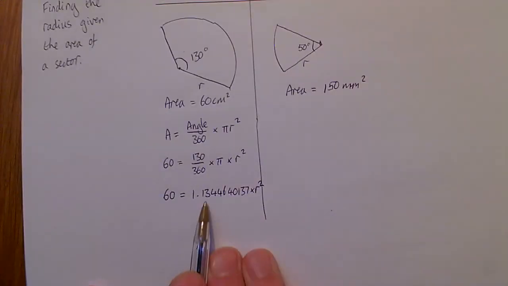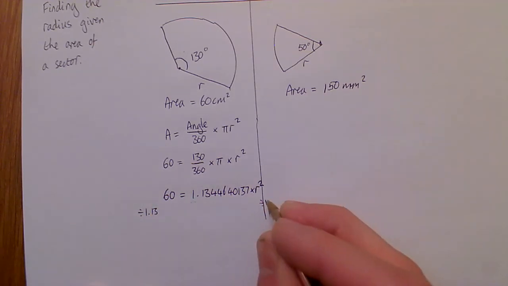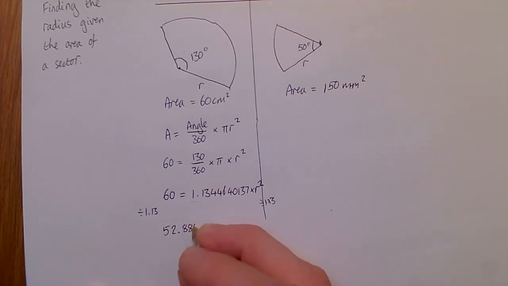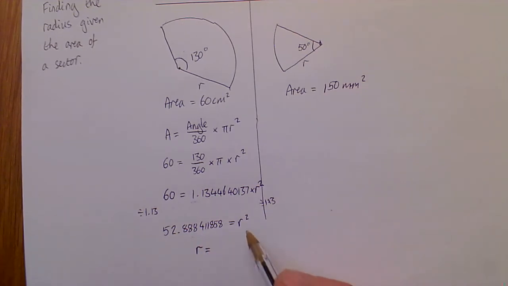Working with that, we want to divide both sides by this. So dividing both sides by 1.13, that gives us 52.888. Now it's important you're keeping lots of accuracy in each step here. I'm writing it all out. If you can keep it in your calculator, you can maybe write a few less digits, but key thing is to keep that accuracy.